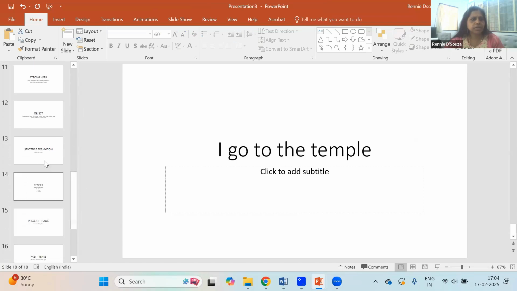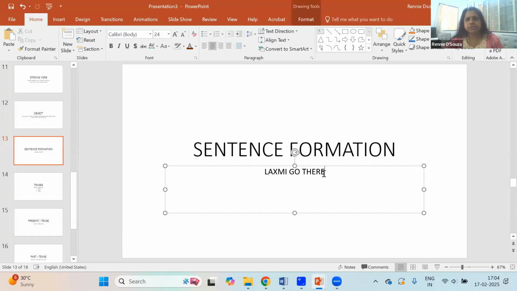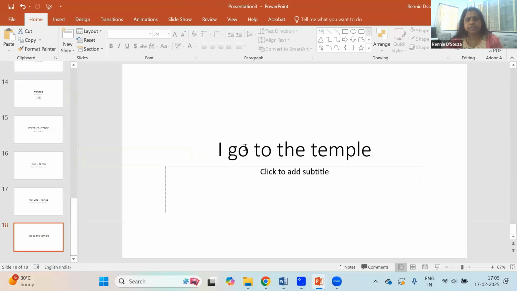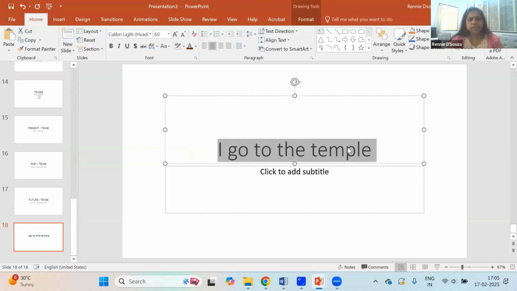Right? We have seen the sentence formation. How to do the sentence formation? First should be subject. See where we have written here Lakshmi. So here I. And next one is go. That is the verb. And here also we have mentioned go, verb. And third part we have seen here, to the temple, and there. That is the object. Alright. So this is about present tense sentence formation.